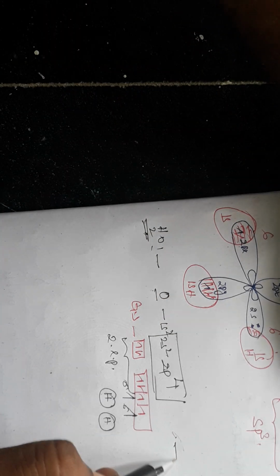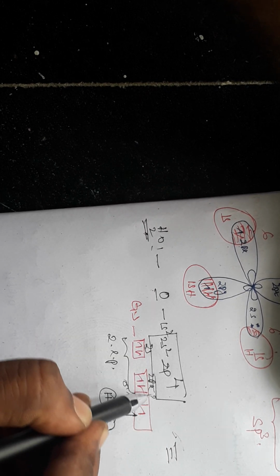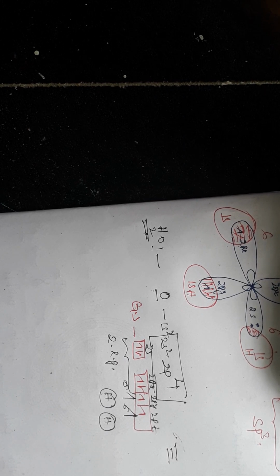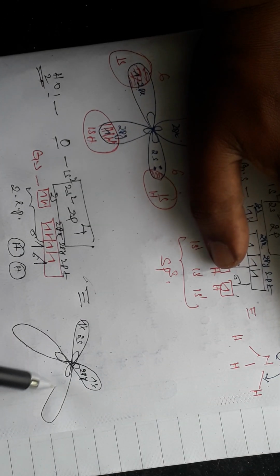Then the molecular orbital structure of oxygen in the water molecule is 2s, 2px, 2py and 2pz. 2s and 2px orbitals contain lone pairs of electrons, and 2py and 2pz orbitals contain hybridized orbitals.